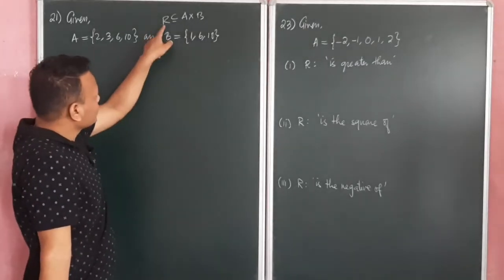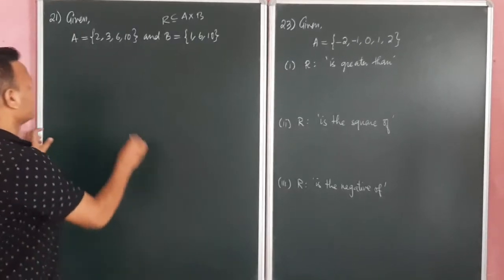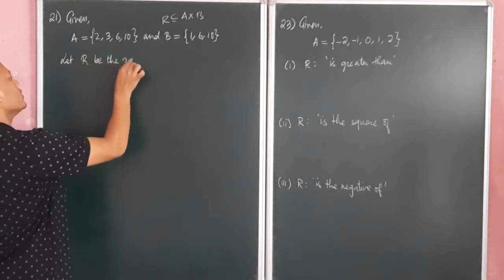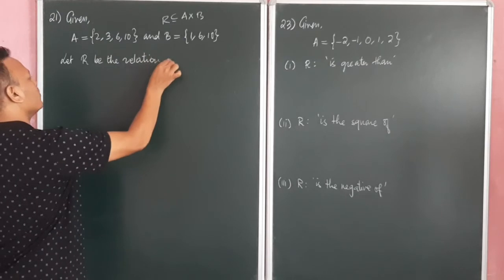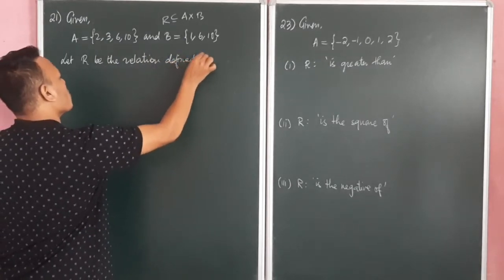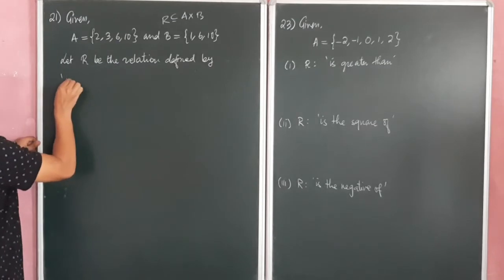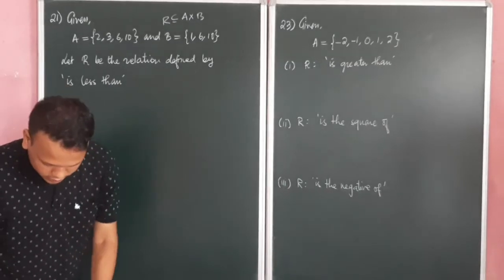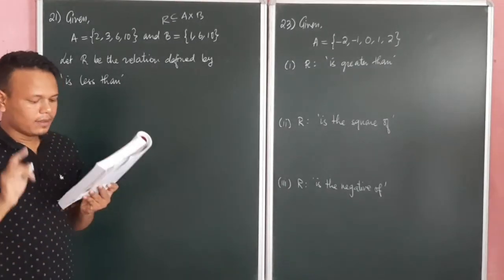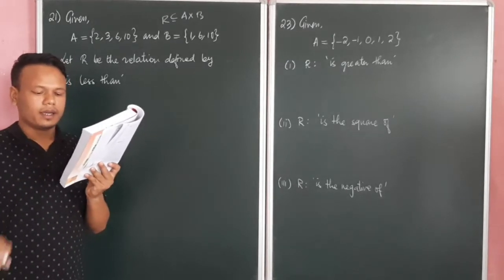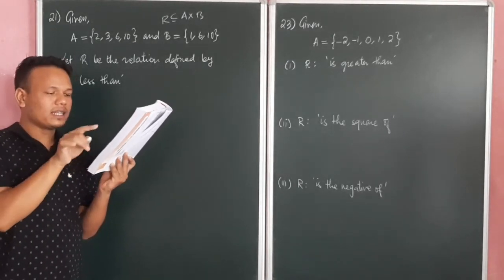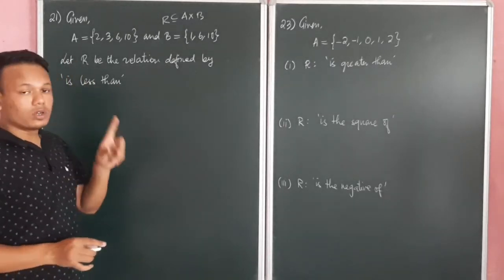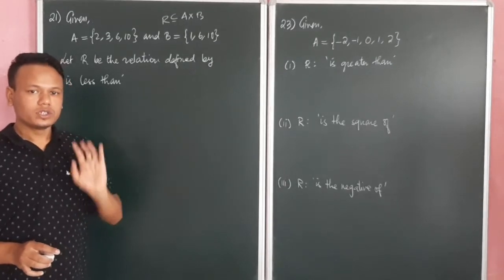Now, how is this relation defined? Let R be the relation defined by is less than. Now also represent this relation by an arrow diagram. So question says find the elements of the subset. So find the elements means what? We have to write down this relation in what? This relation has to be written in roster form.